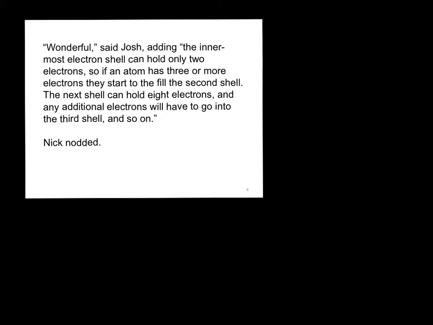So here we have more of that conversation, and it talks about how the next shell can hold 8 electrons, and any additional electrons will have to go on to the 3rd shell, and so on. We just saw that. I stepped you through it. I showed you what the electron orbitals look like, what the Lewis dot structure of each of those atoms looks like for the first 3 rows. You can go back and rewind it if you want.